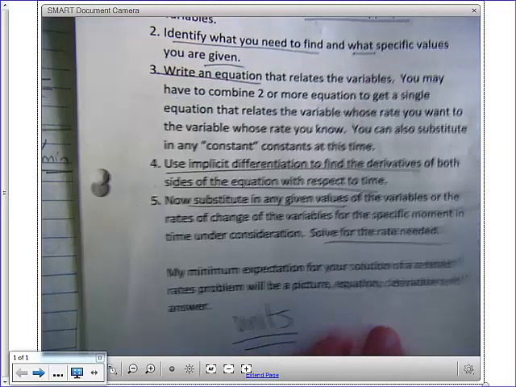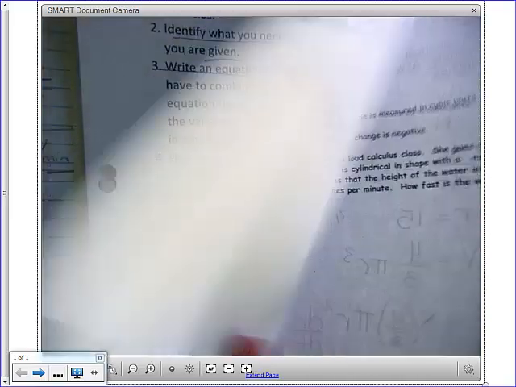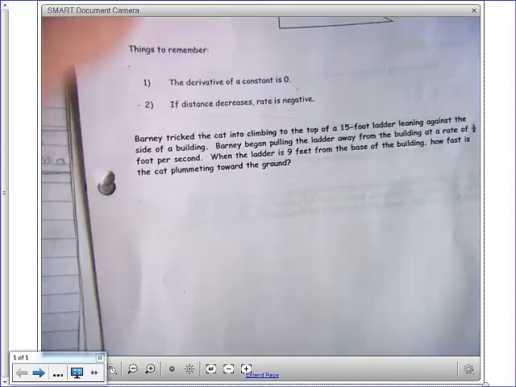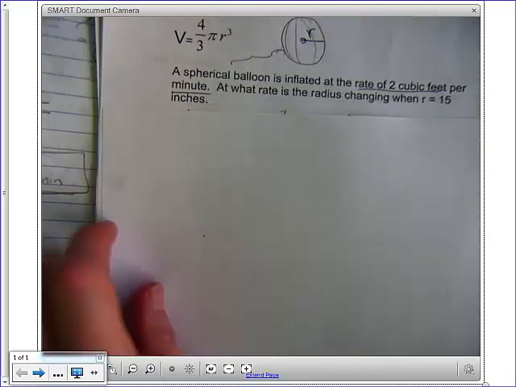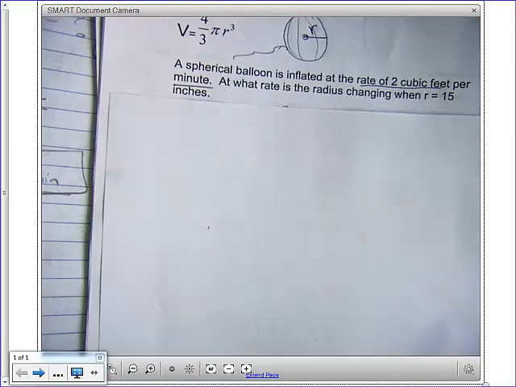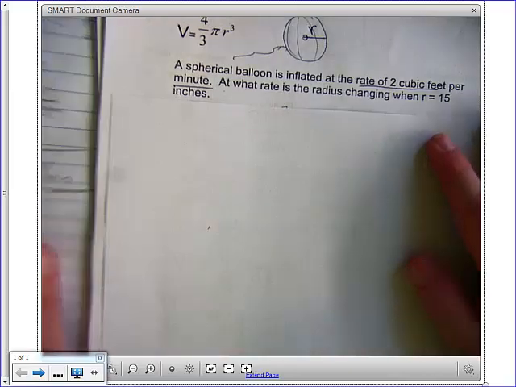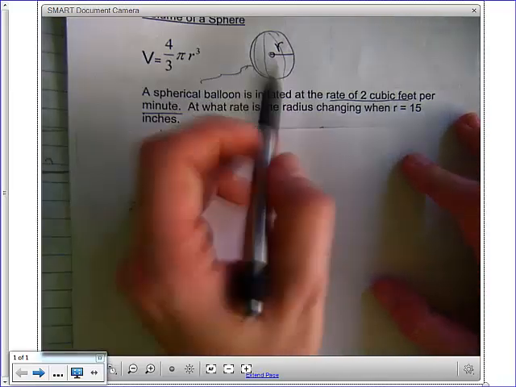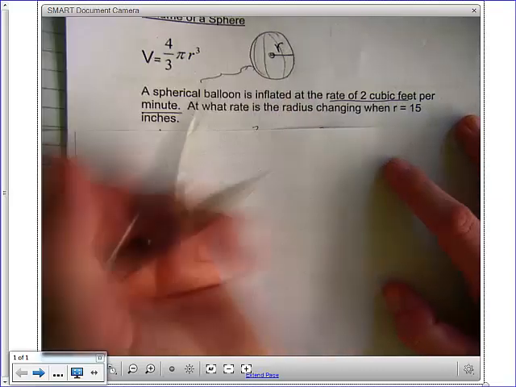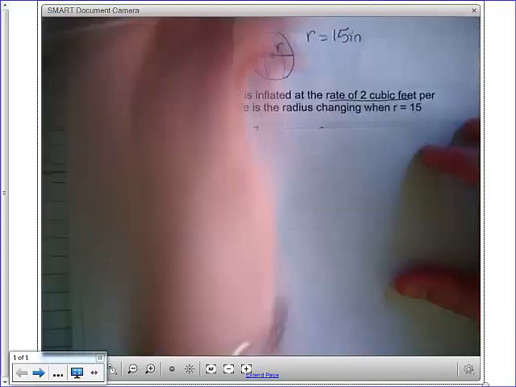So we're going to start out with, turn to the third page on here, which talks about volume of a sphere. That's the very first one we're going to do. So here's what we notice, a spherical balloon is inflated at a rate of 2 cubic feet per minute. At what rate is the radius changing when r equals 15? So there's our picture. There's my radius. R is going to equal 15 inches.